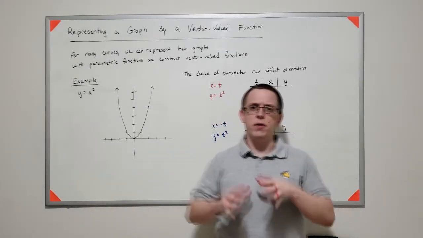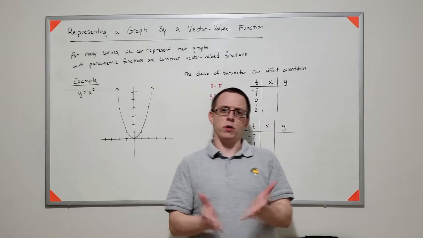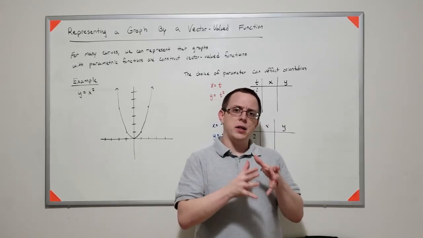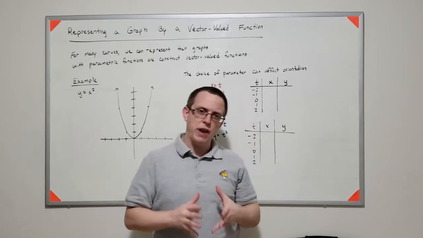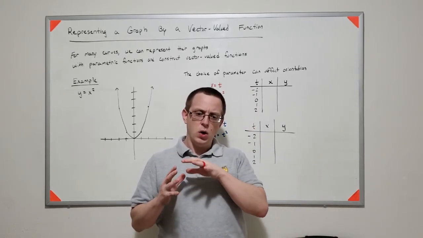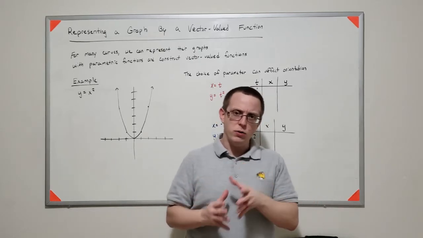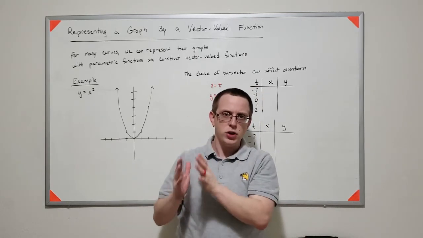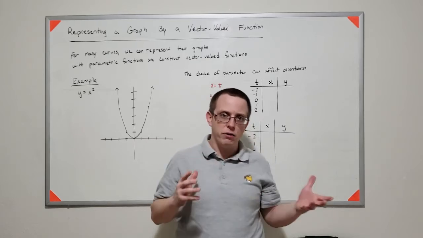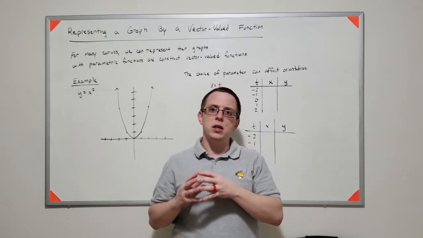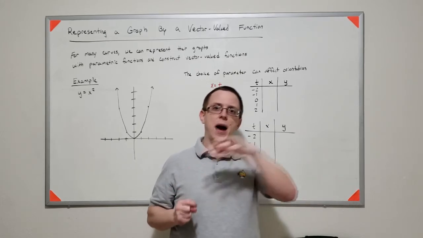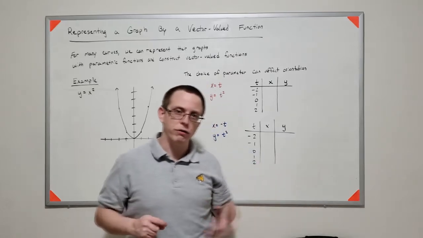Assume we have a graph of some sort of curve. Well, if we want to represent that as a vector valued function, and by the way, when I say vector valued function, what I mean is that it's a standard function, think of f of x, but what comes out of that function is, instead of a single number like a scalar, a vector. It's a vector valued function.